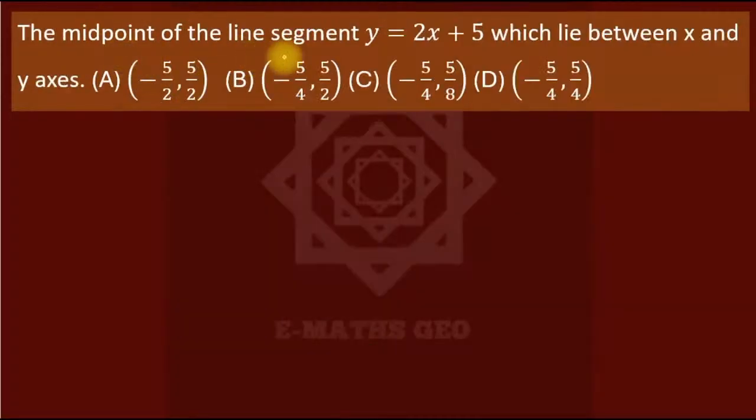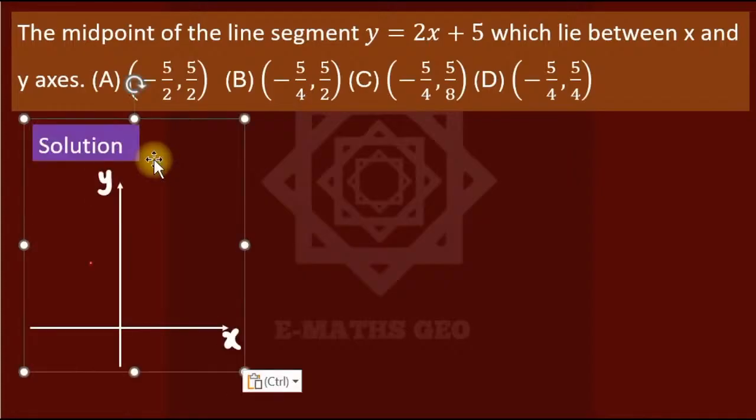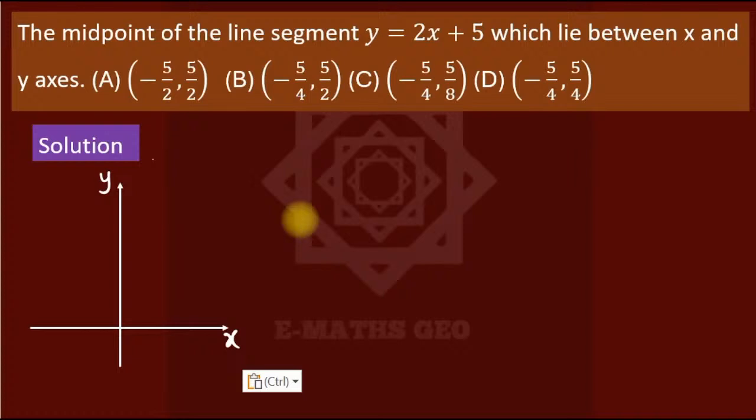Next, we are asked to find the midpoint of the line which lies between the x and y axes. The best approach is to use a diagram so that you see what is happening. Assuming I draw my x and y axes, to locate a line we need 2 points, and the best points to use are the x and y intercepts. So if I have this line, I want to locate the x and y intercepts because these are the 2 important points of the line.